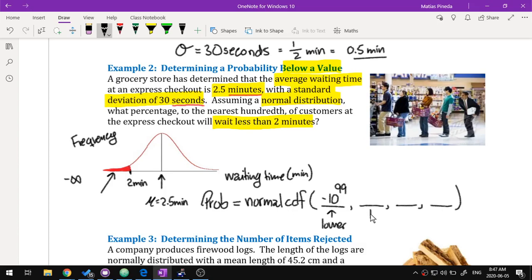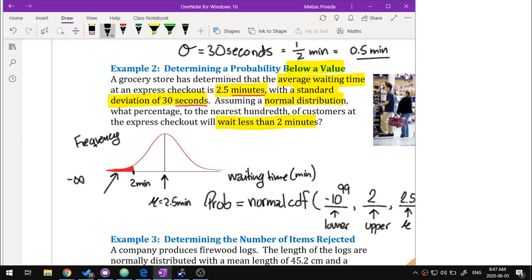The second argument that the calculator requires for the normal CDF function is the upper limit, which in this case is going to be 2 minutes, so just 2. The third argument is going to be the average. The average here was 2.5. And then the fourth argument is the standard deviation in minutes, which is 0.5.